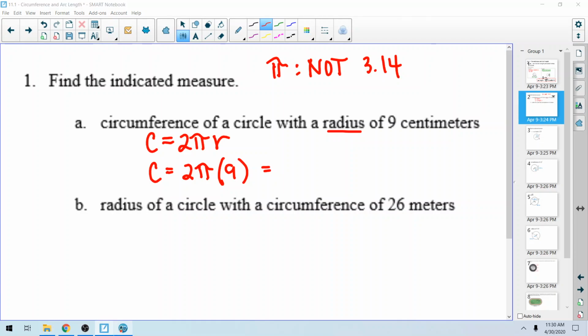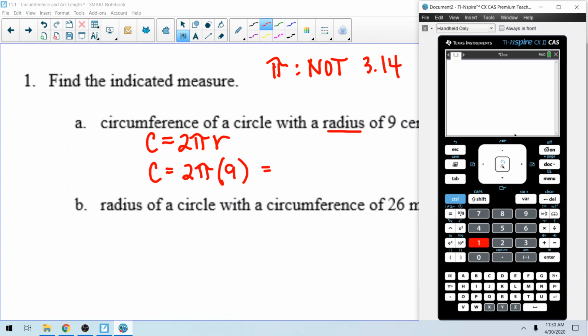So if you're using your calculator, you're going to hit 2, and then you're going to come down here, and you see this little pi button on the bottom left-hand side? Click that pi button, and then you get a whole option of things, and you want pi 9. Okay, so 2 times pi times 9. If you hit enter, it's going to give you 18 pi, which is the exact answer. But I don't want 18 pi because everything you're going to be doing here is going to be rounded.